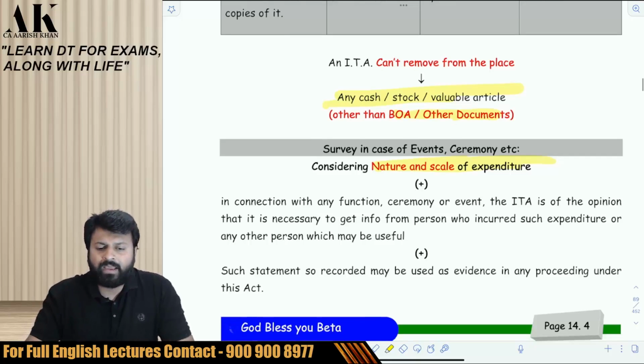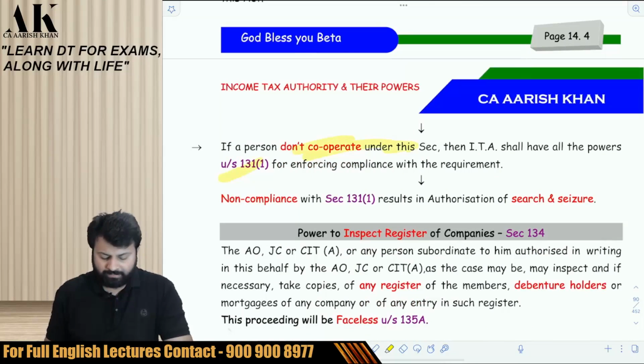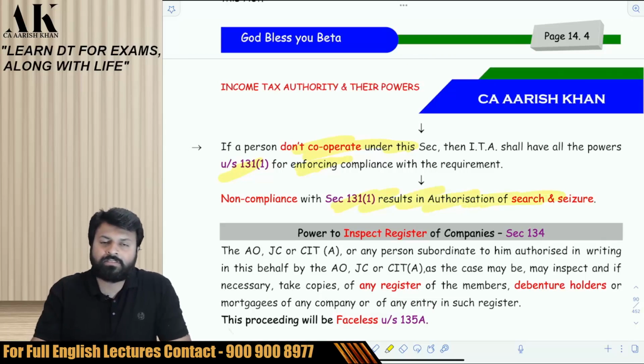Okay. And after that, if you don't cooperate in survey, you will be given a summons. And if you don't cooperate with the summons also, you do not reply to the summons, what will be done? There will be an authorization of search and seizure against you, and the department will do search and seizure. That is, they will do a raid against you. This is what this topic is all about. It's very important. 133A, survey, very important.